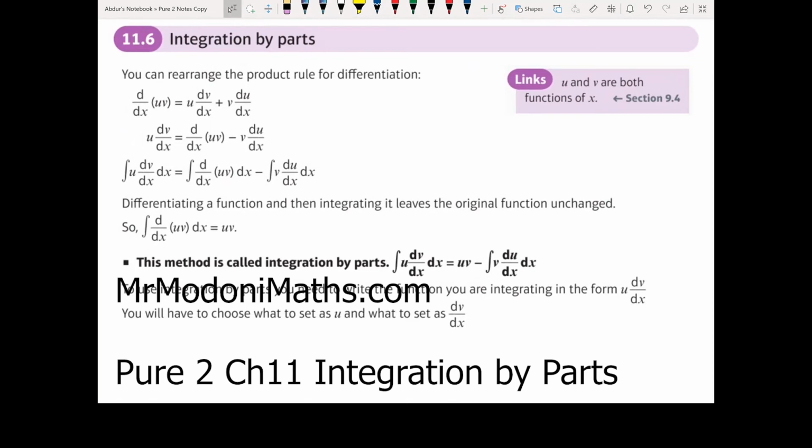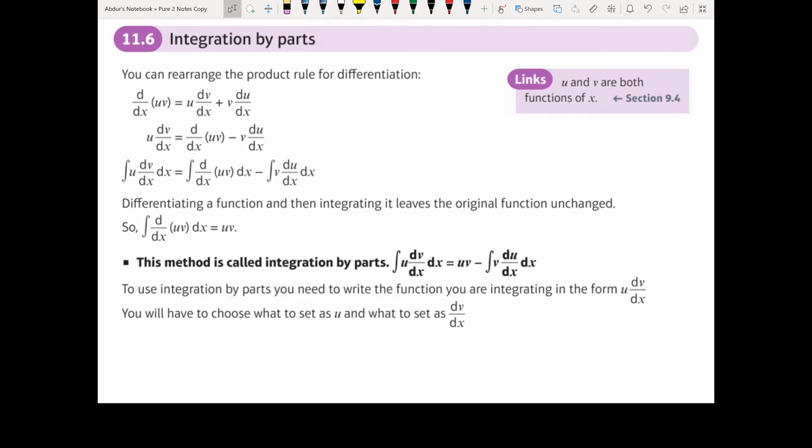So what we're looking at today here is integration by parts. To begin with, what I've got written here on the top, as you can see, is the product rule for differentiating the product of two functions. So there's the product rule here, which we can see.